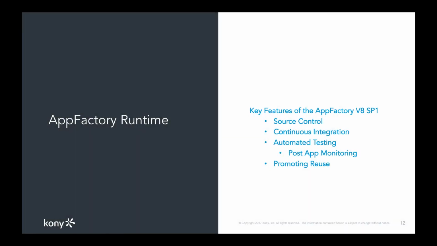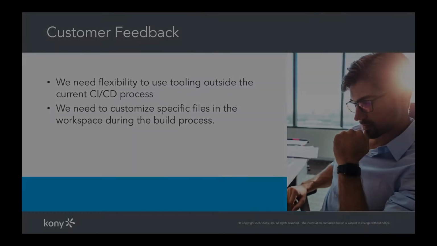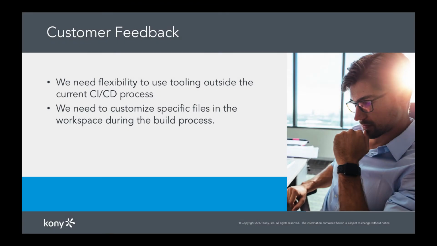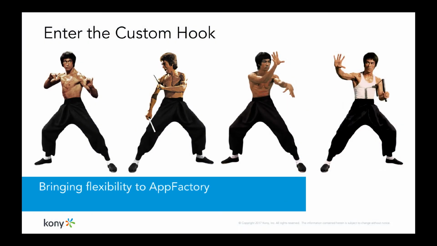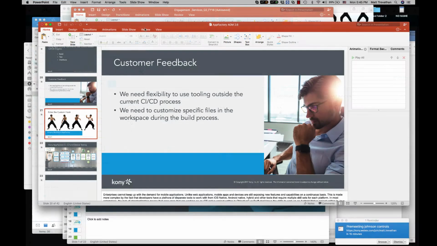Now, AppFactory 8 SP1 focused on delivering Kony-built apps using a core set of tools such as Jenkins, Git, and AWS Device Farm. And we got a lot of feedback on third-party tools teams wanted to use, such as Kony's Hawkeye security tool, or even third-party device testing tools. Additionally, some teams need to make specific changes to files in the workspace between stages of the build process. In SP2, we provide the flexibility to make calls leveraging Ant or Maven scripts using what we call a custom hook. Let's take a quick look at the custom hooks in action inside of our AppFactory.